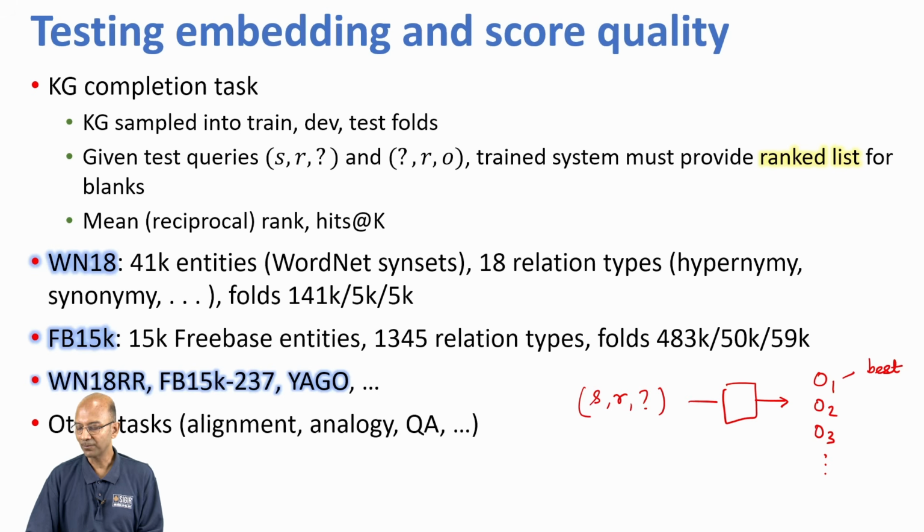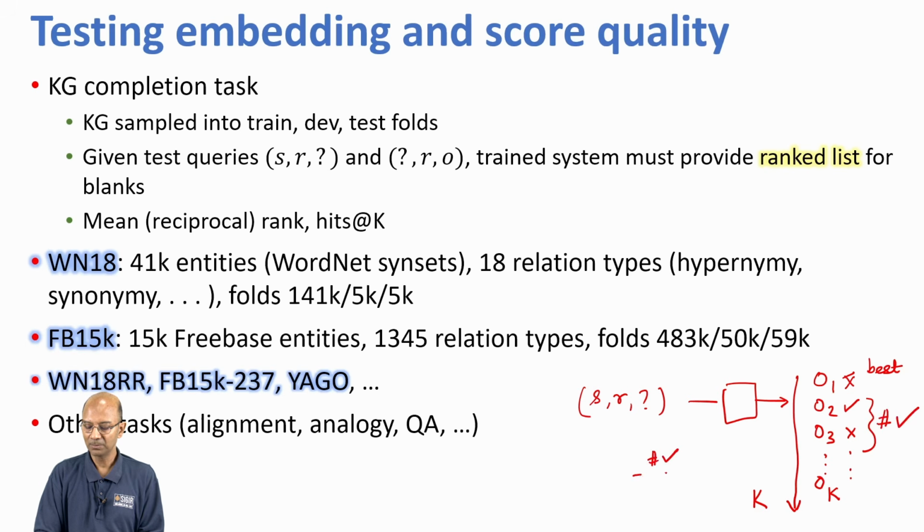Let's take the second one first because that's easier to explain. So we go down to K elements, and among the K elements, we see whether O1 is correct, O2 is correct, and so on. And we count up the number of correct options and we divide it by K. So that's the hits at K. It's like you go to Google and do a search and the top 10 or top K results are given to you. How many of them make you happy?